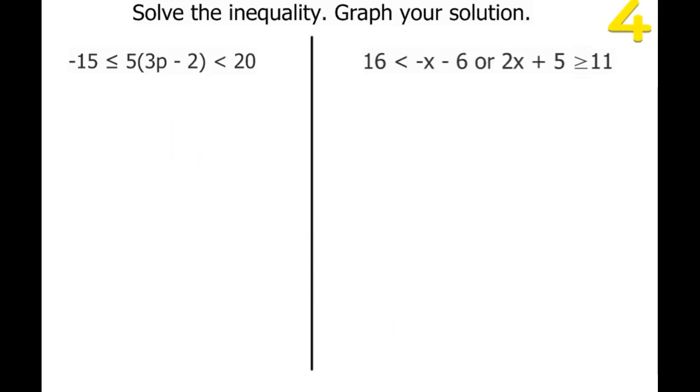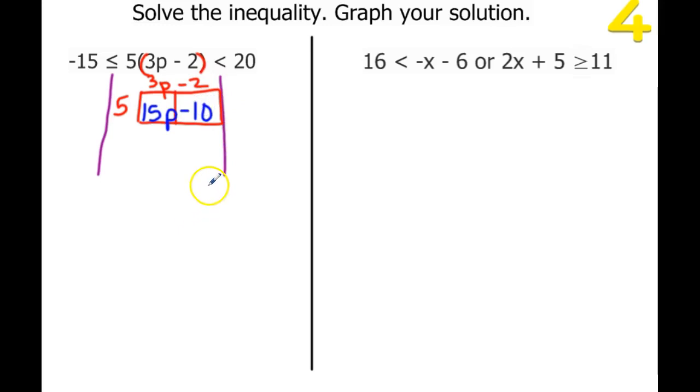Alright, our last two, a little more complex. We have two symbols here. However, we know how to solve this just like we did the last one. We can simplify our parentheses by distributing. We have 5 and then 3p minus 2. So if I multiply 5 times 3, that's 15p. 5 times negative 2 is negative 10.